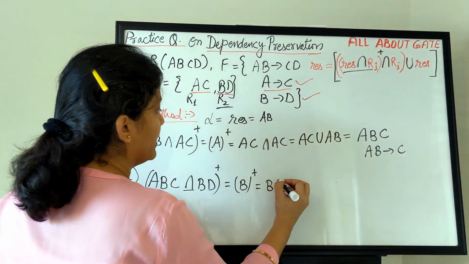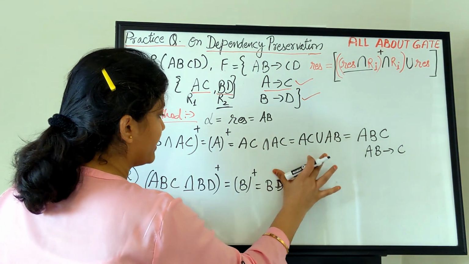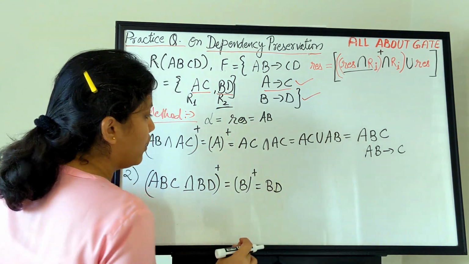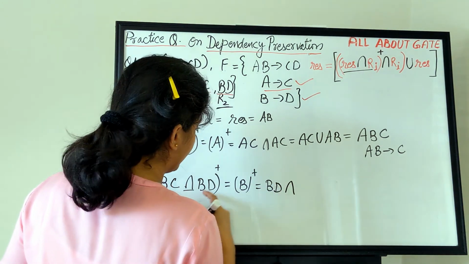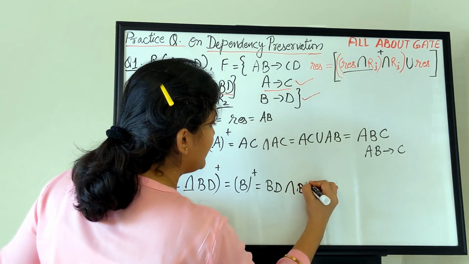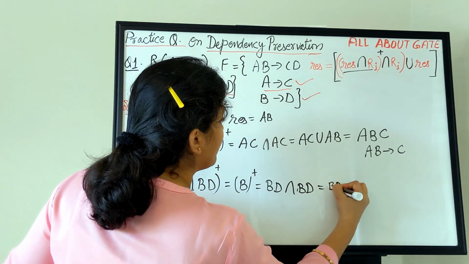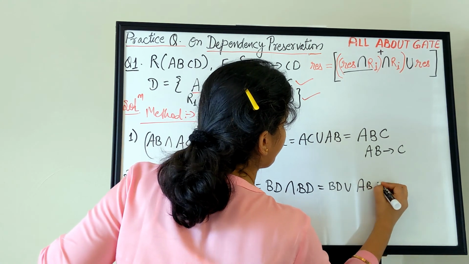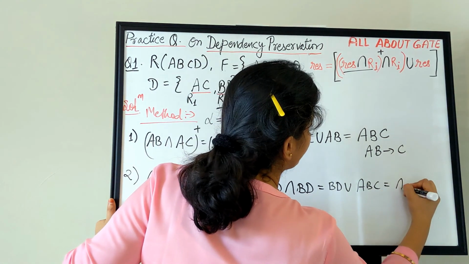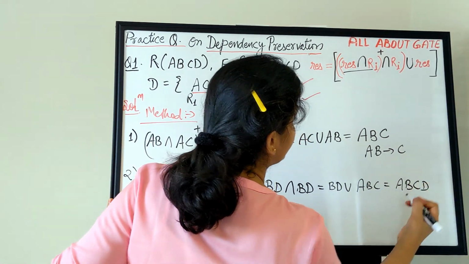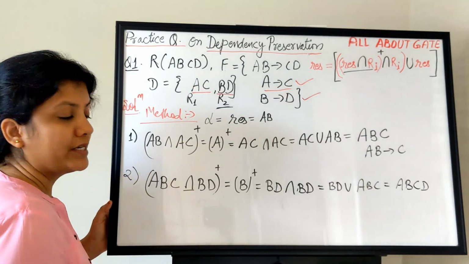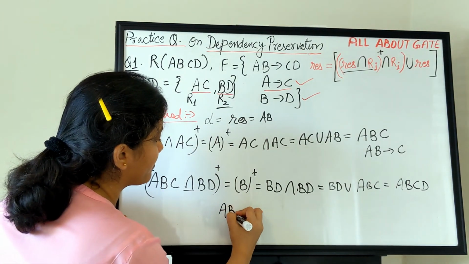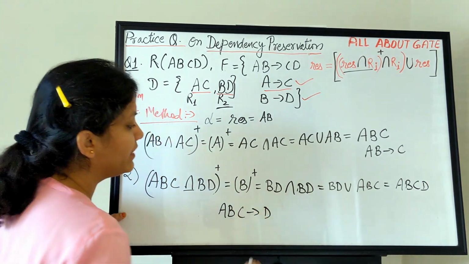Anything else? No, it is just B and D. Okay, so this one is D. Now again take its intersection with your Ri, so that is BD. Final union with whatever was your result, so that is my ABC. Now what does it give you? It gives you ABCD. So finally, what you can say is that ABC determines the value of D.